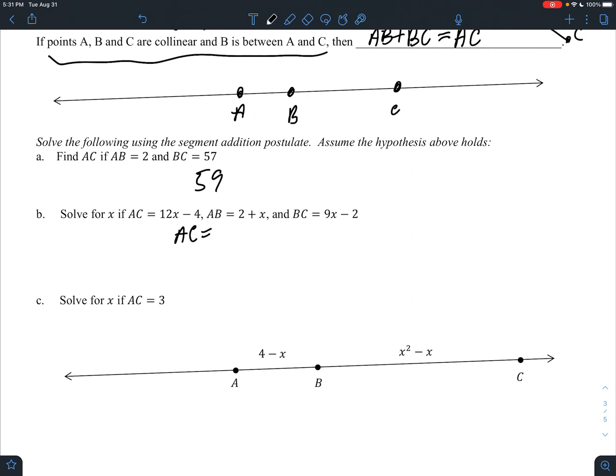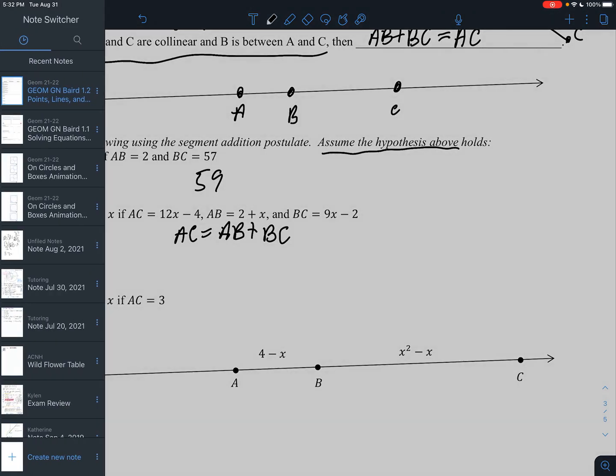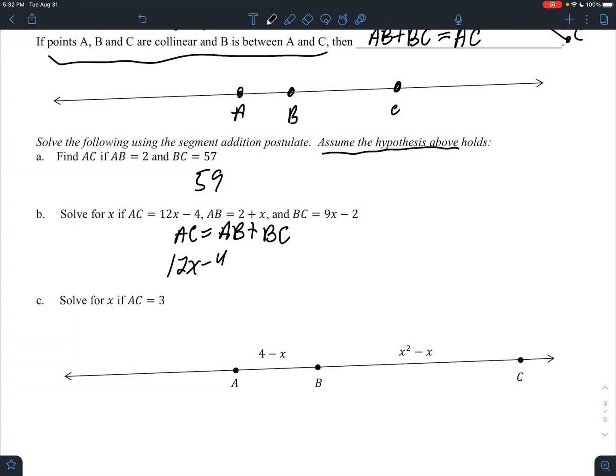Similar thing. We have that AC. It does say to assume that the hypothesis above is true. So we can say that AC is AB plus BC. And then it's just some algebra practice, right? So 12x minus 4, 2 plus x plus 9x minus 2. And we get, so I like to combine like terms separately, on each half first.